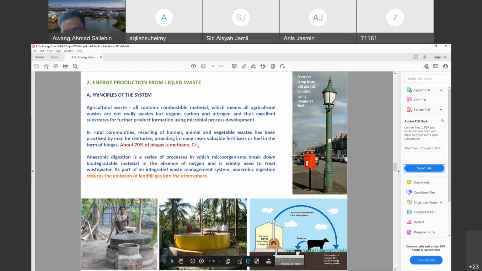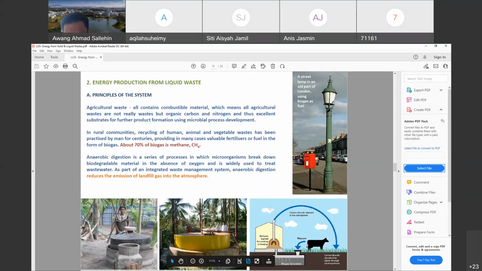This is a street lamp in London which is lit using biogas as the fuel. As you can see here, the manure from animals is being collected into this biogas generator. And then this biogas generator will be the one that performs the anaerobic digestion process, and then produces and releases methane. This methane is then burned for cooking as well as heating.